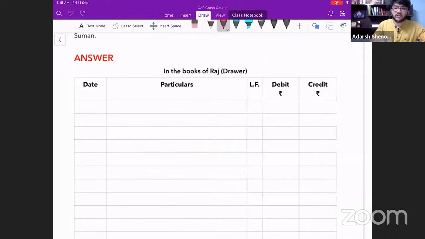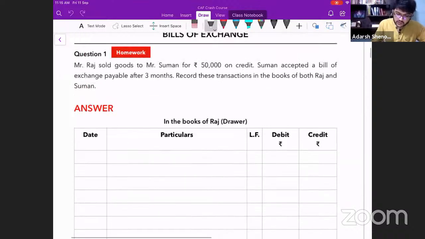But when you're recording, be careful. 2 pages for the drawer. Are you following what to do? 2 pages for the drawer and drawee books later on. Keep on updating it. We will discuss point by point. Keep on updating it when we go ahead.